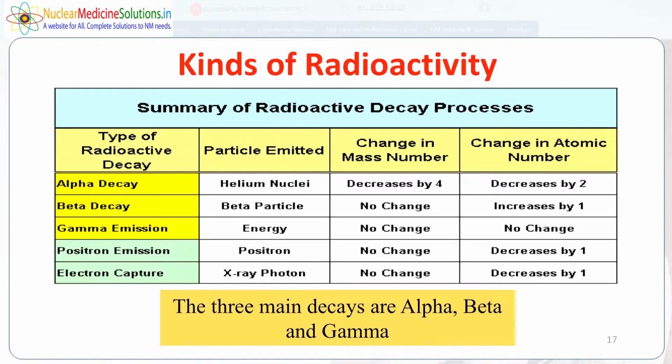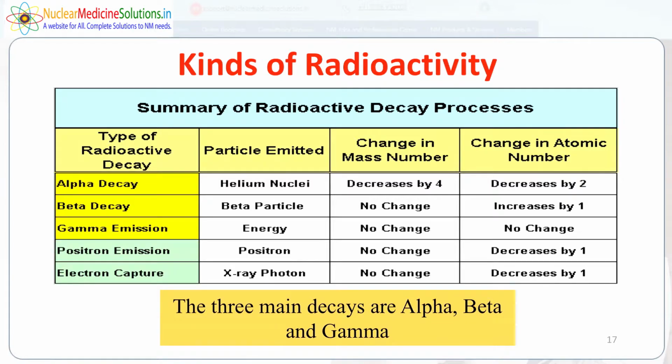Now, a few slides back, we talked about the kinds of radioactivity. A summary of radioactive decay: we talk about alpha, beta, gamma. But apart from that, there are two different kinds of emissions called positron emission and electron capture.